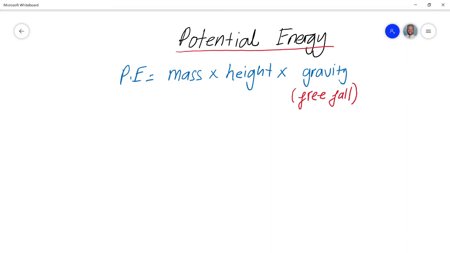Hi guys, in this episode of the series, we're going to be talking about potential energy calculations by looking at the formula, what the formula means, and then looking at an example.